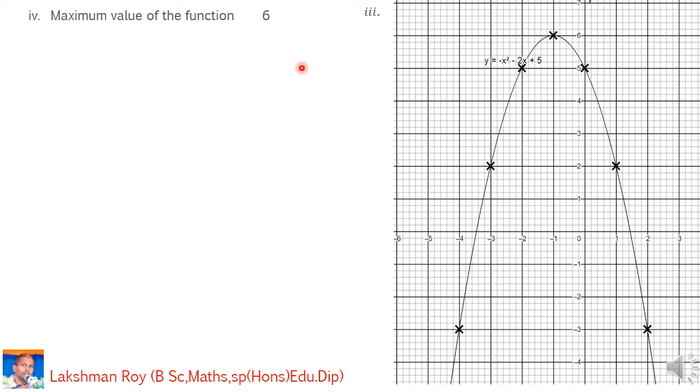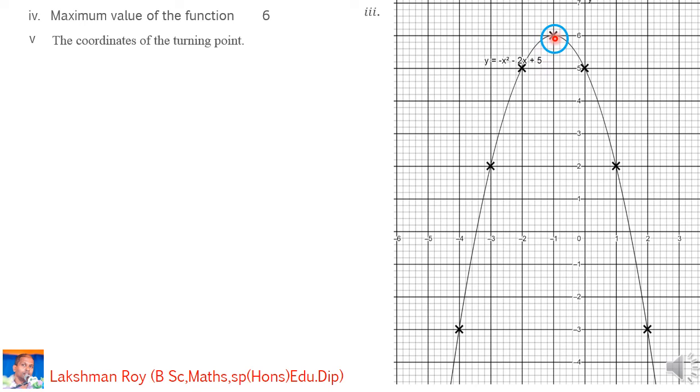Then move to the next question: the coordinates of the turning point. When you draw the graph this way, you can see the red dot, and at this point the graph turns. This is the turning point. What are the coordinates? How to read the coordinates? You have to read the x coordinate and the y coordinate.